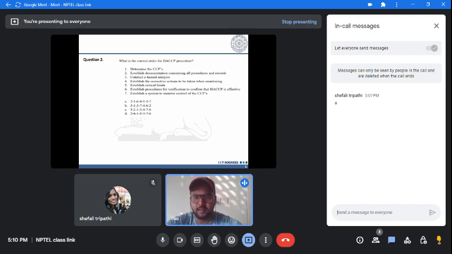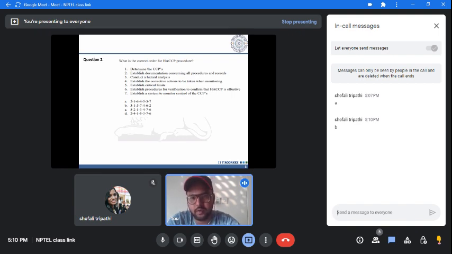So first is the determination of CCP, establish documentation concerning all procedure and records, conduct a hazard analysis, establish the corrective action to be taken when monitoring, establish critical limit, establish procedure for verification to confirm the HACCP is effective, establish a system to monitor control of the CCP. So as I told you in earlier classes, Sifali has given the answer B.